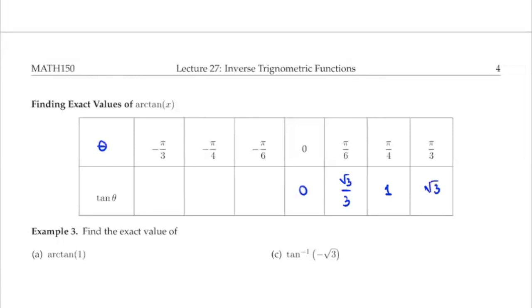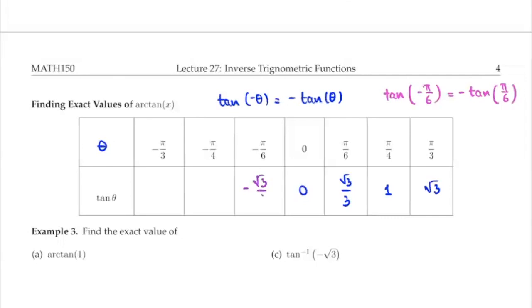And remember, the tangent function is an odd function, so tangent of negative theta is equal to negative tangent of theta. Therefore, the value of tangent of negative pi over 6 is actually equal to negative tangent of pi over 6. So you get negative root 3 over 3.